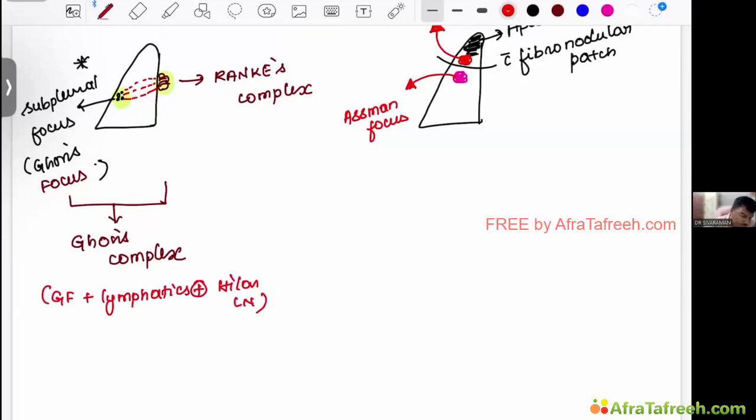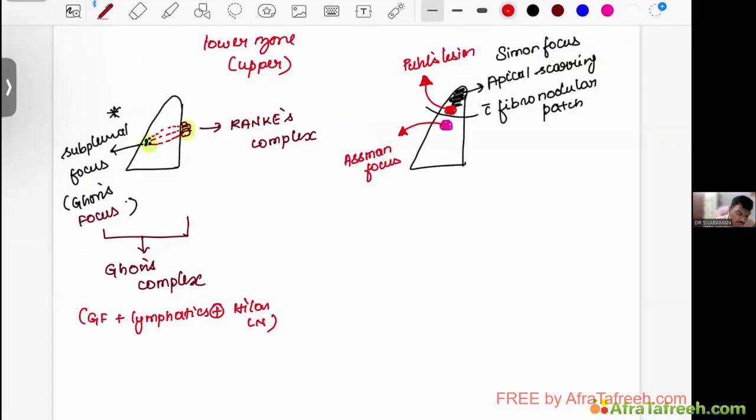Gons focus is a subpleural focus, a subpleural lesion. Whenever it spreads through the lymphatics to the lymph node, together it is called Gons complex. Understood?